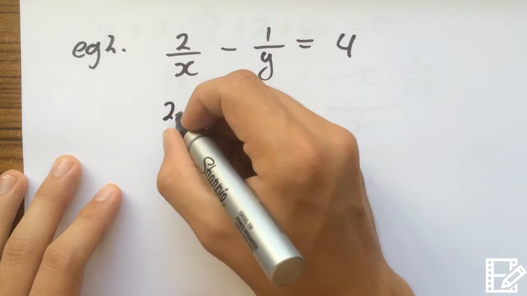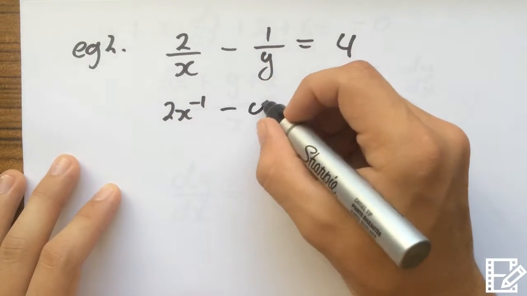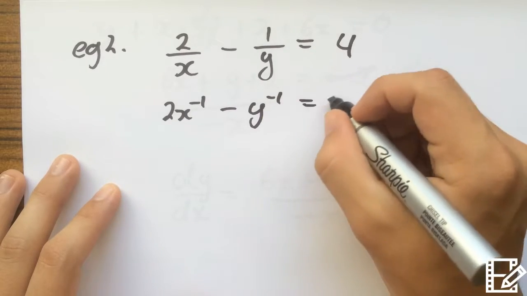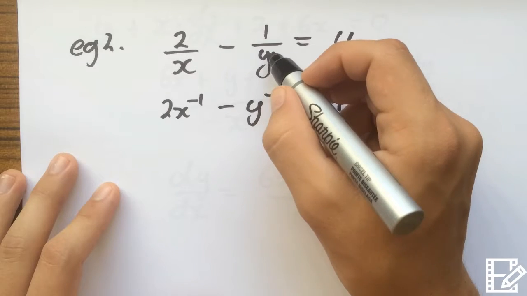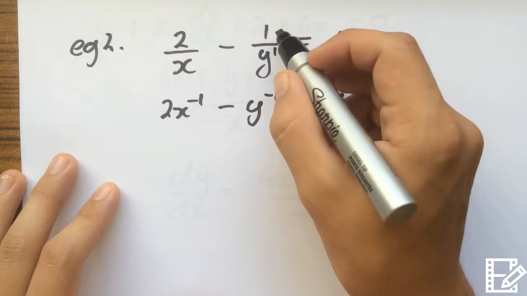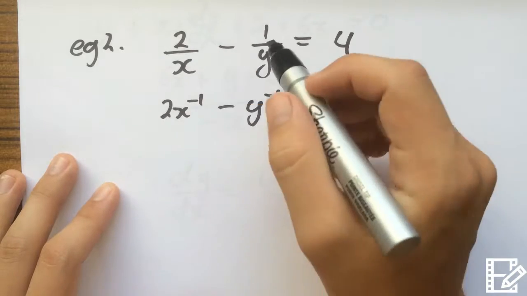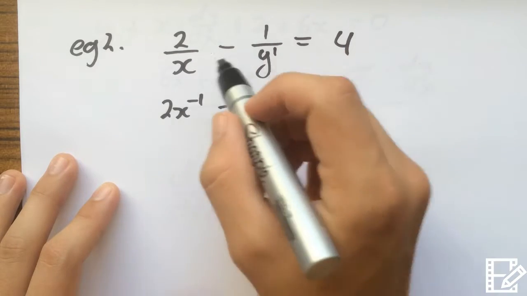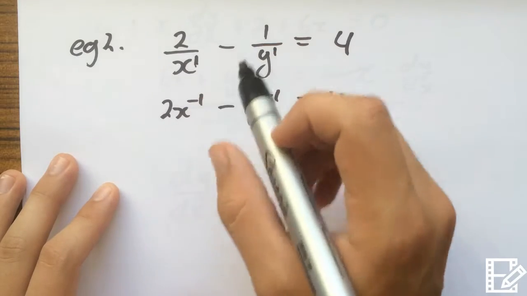Anyway, so we have 2x. This also equals 2x to the power of negative 1 minus y to the power of negative 1 equals 4. Why? Because 1 over y has a positive 1 power. If you bring it to the top, it has a negative power. Same as this. This has a power of 1. If you bring it to the top, it has a negative power.